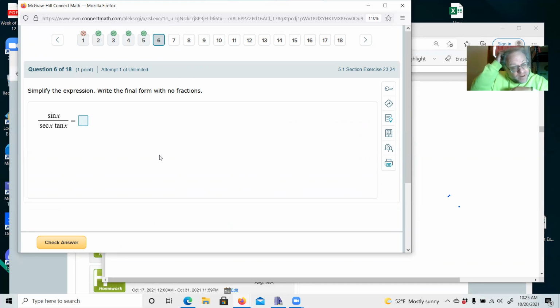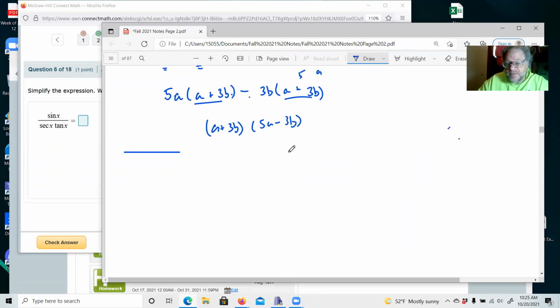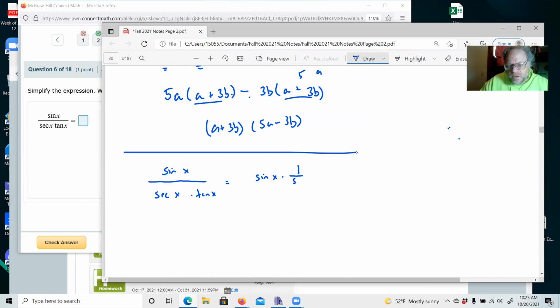Simplify the expression, write the final form with no fractions. Okay. So yeah, they didn't give us the right-hand side, so good, because you're not supposed to be using one anyway. But all they want to do is simplify this thing. So we have sine x, secant x times tangent x. All right, so this is equal to sine x times 1 over secant x times 1 over tangent x.